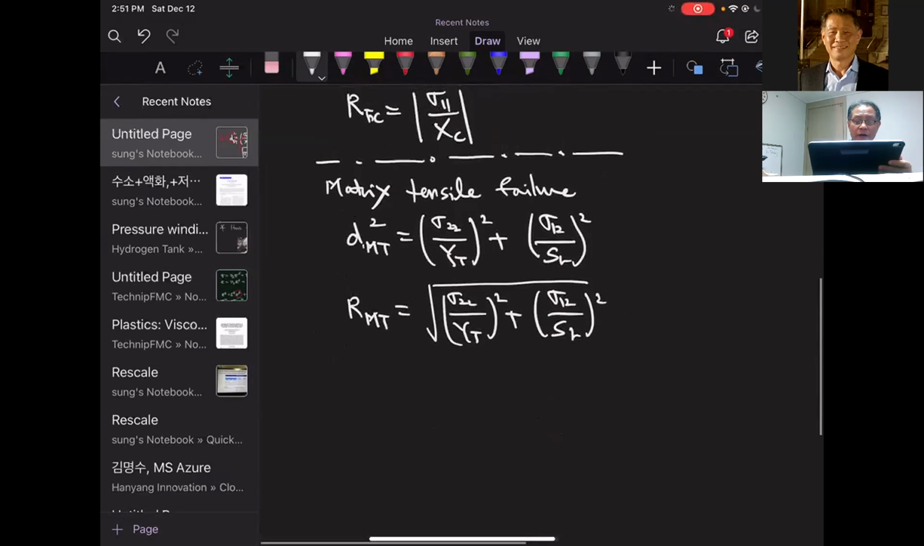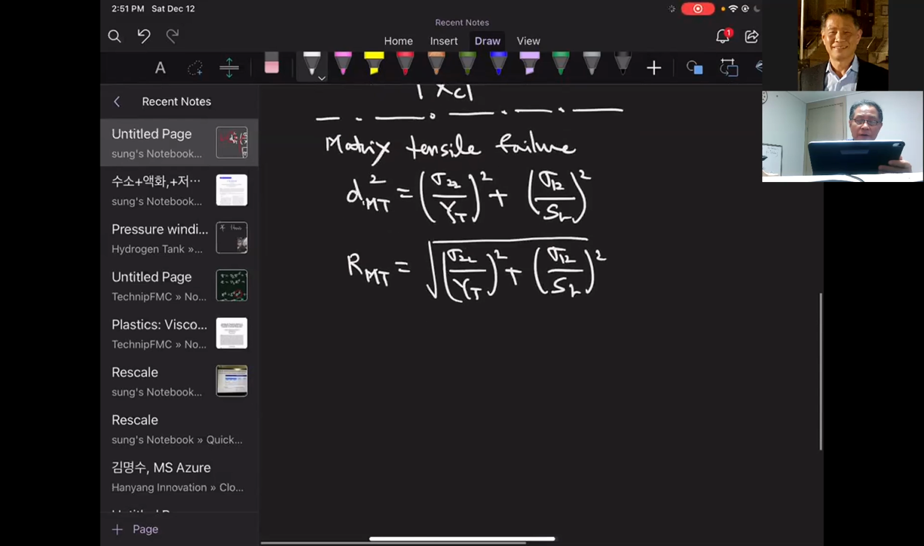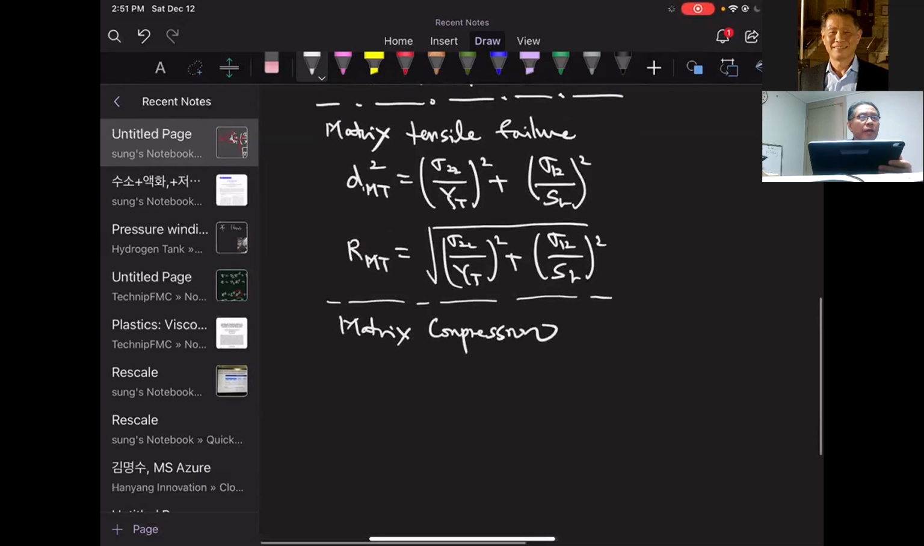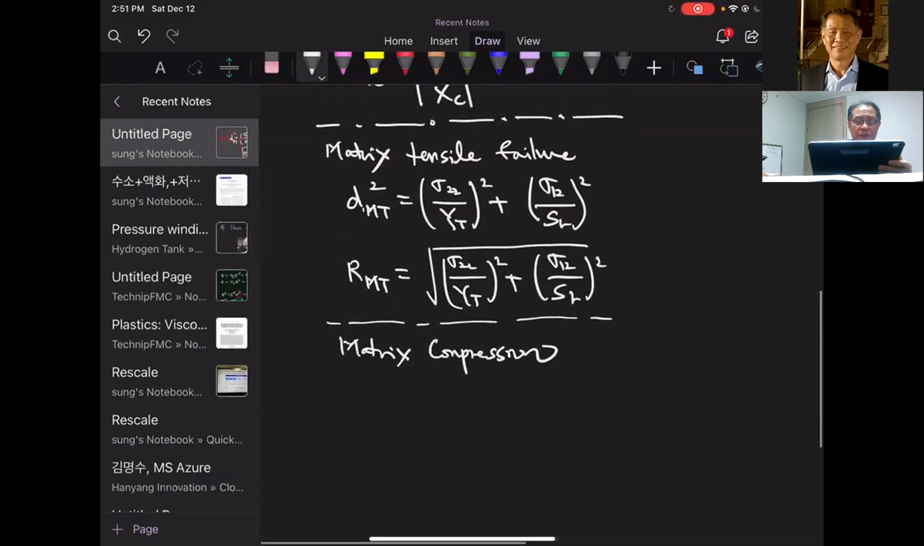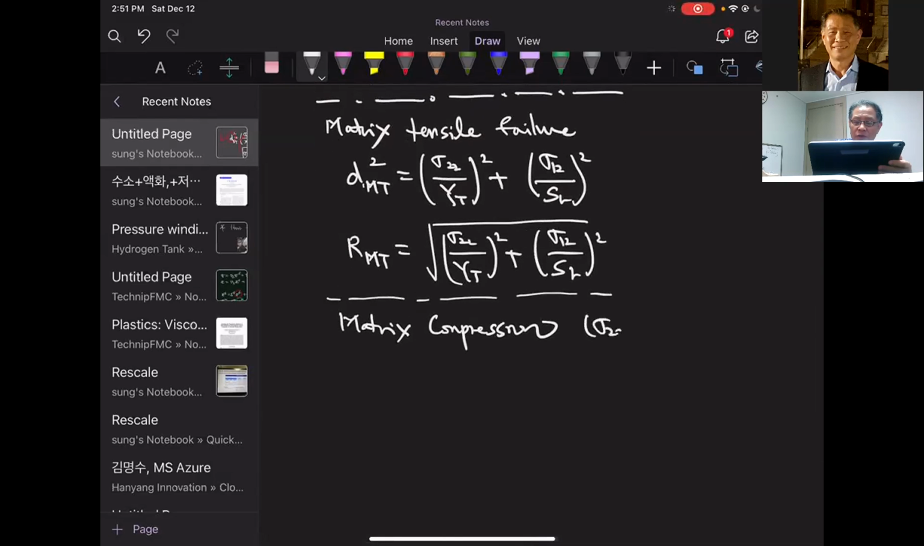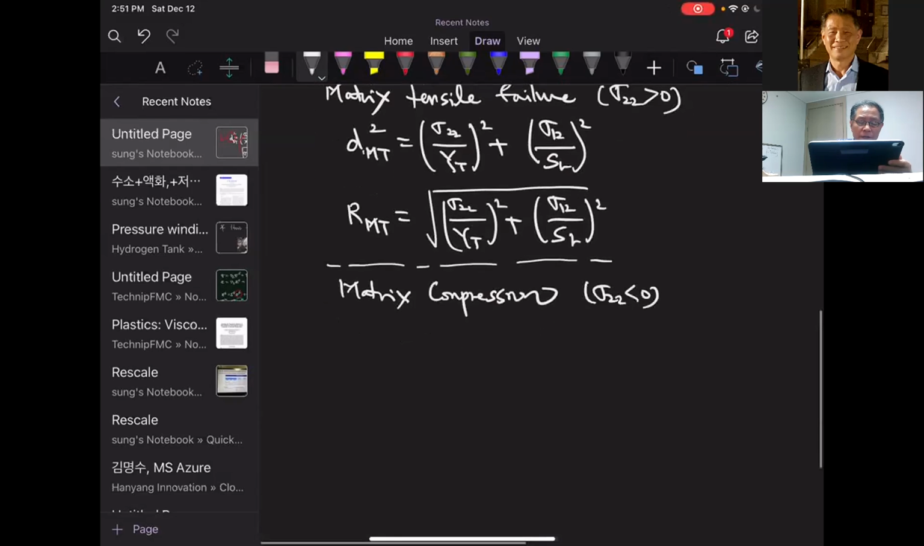Okay, so this is the matrix tensile failure. And matrix compression. This is important: sigma 2 less than 0 is this case, and sigma 2 greater than 0 is the other. The matrix compression was defined as scale, sigma 2 over 2 times ST, squared, plus YC over 2 times ST, and so on.